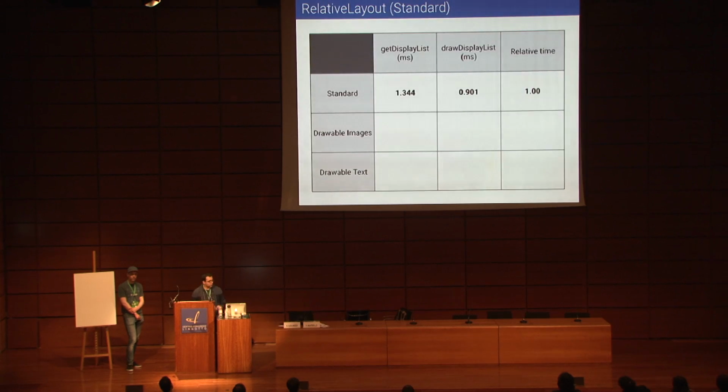And from our tool, we were testing on a Nexus 5, if you're interested in the device. These are the times that we were seeing. As you can see, get display list is more expensive than drawing itself, and the total time for this is roughly 2-point-something milliseconds. Now, this number might not seem like a big deal. It's just 2 milliseconds.